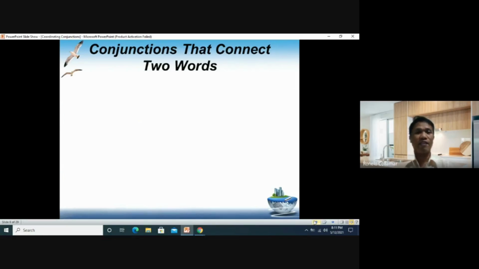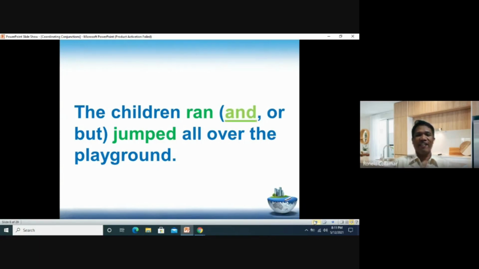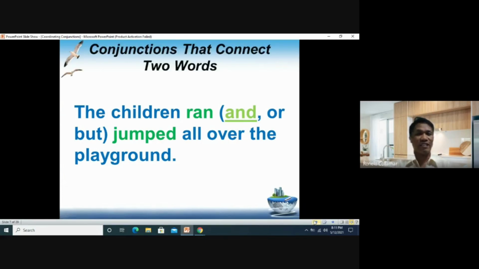Let us see. The first example here is: The children ran (and or but) jumped all over the playground. If you're going to select, for example, what would be your answer? Is it and or but? The answer is and. Why is it that and is the answer here? Because we are adding similar and equal rank of words.